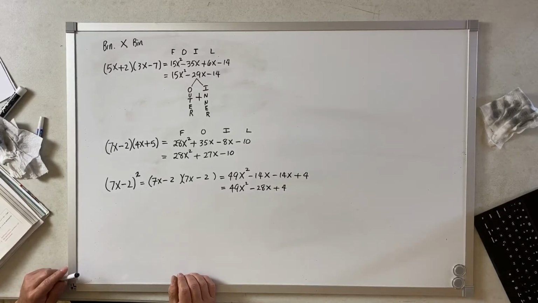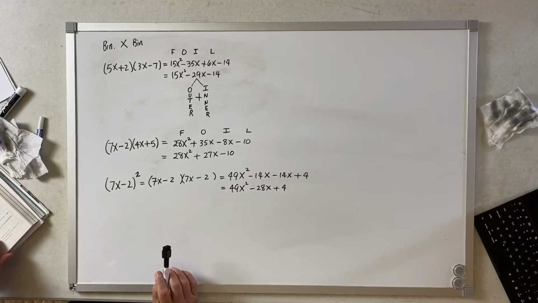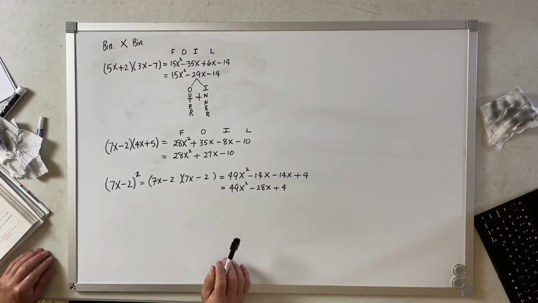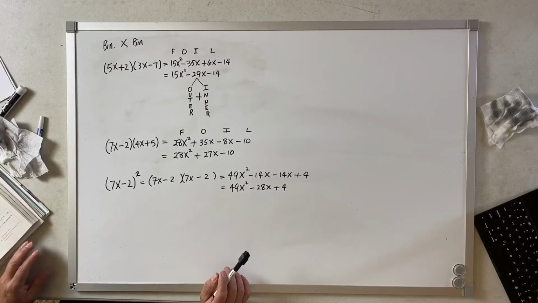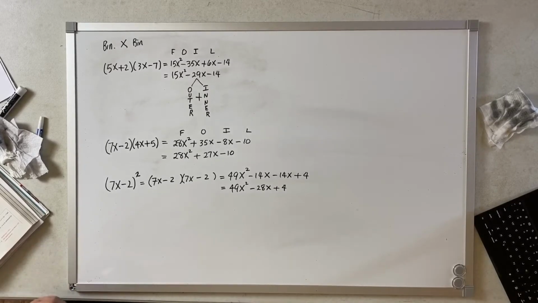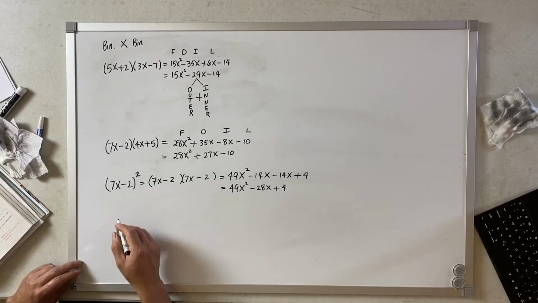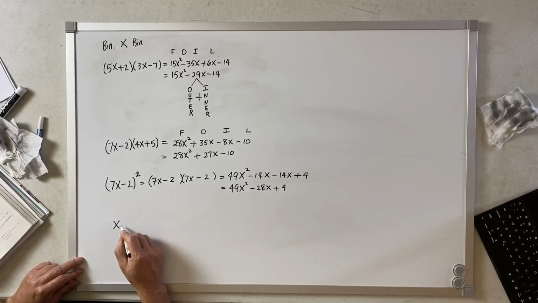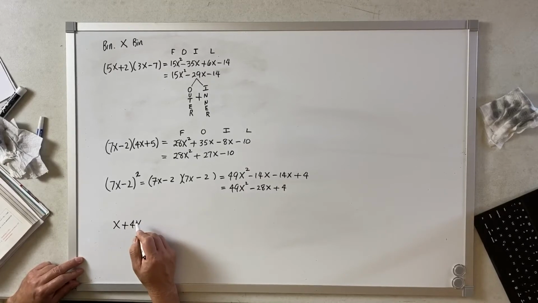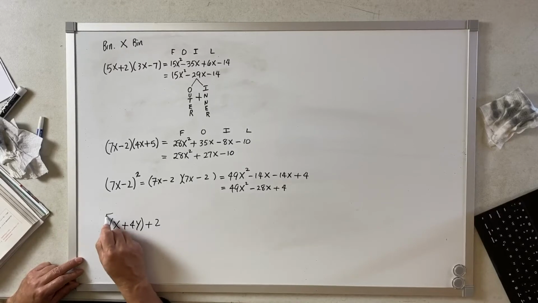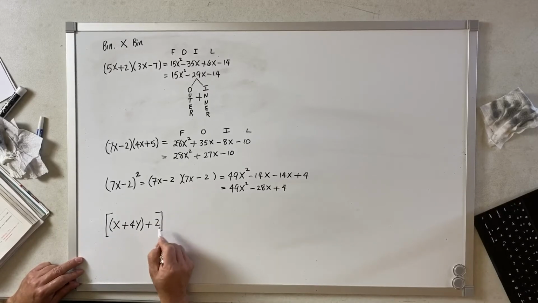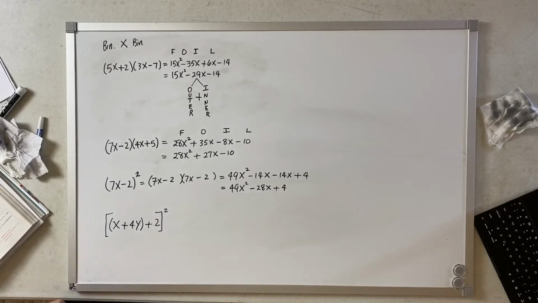All right. Here's a special one. Here's a nice problem right here. Look at this problem. I have x plus 4y plus 2, quantity squared.